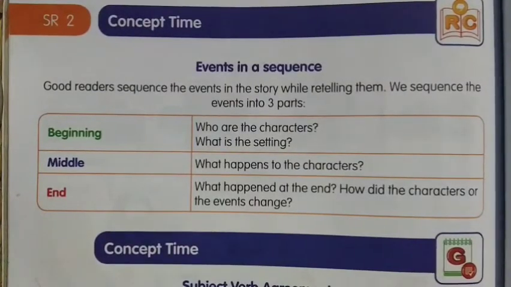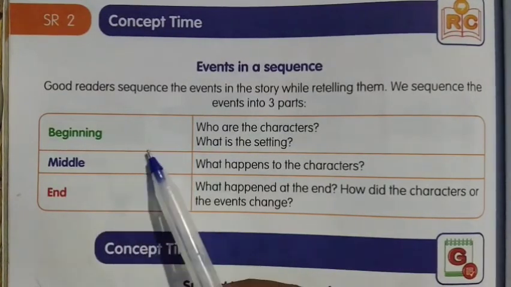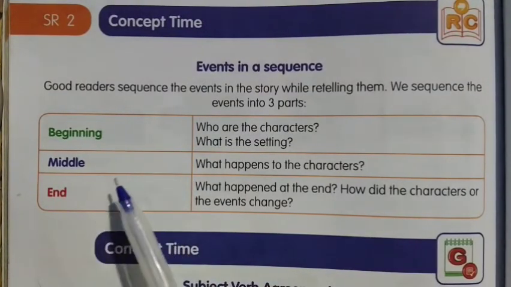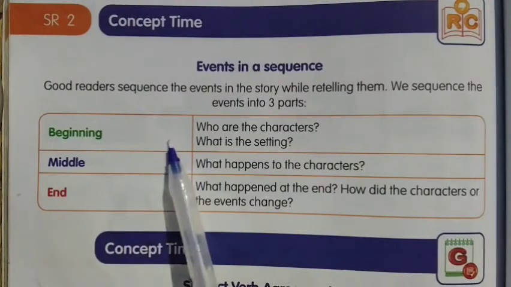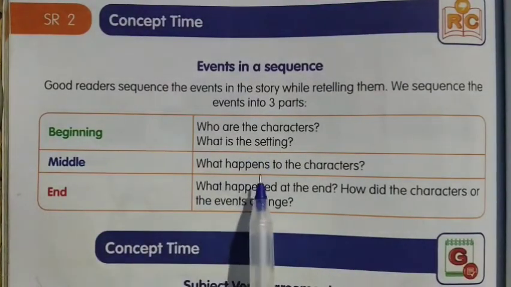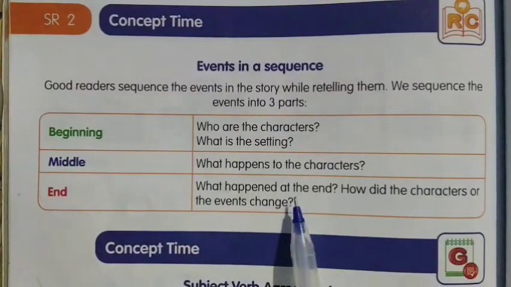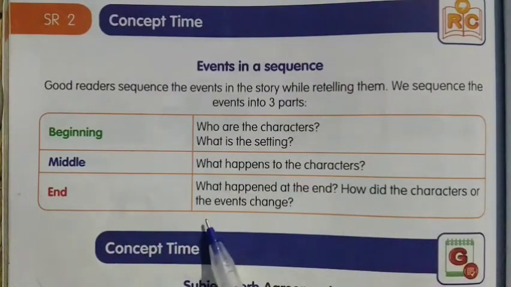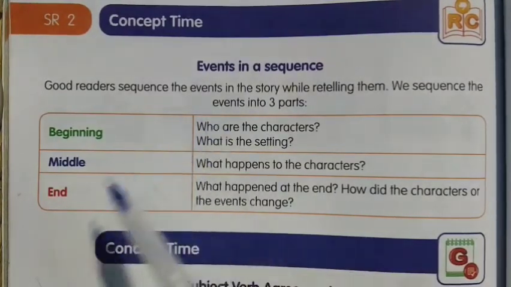Children, in our writing and speaking expression part, we already learnt how to sequence the events of a story. With this three-part beginning, middle, end, we have to sequence the events in a story. Beginning means who are the characters, what is the setting. Middle means what happens to the character. End, what happened at the end. How did the characters or events change. These are the three parts to sequence the events.